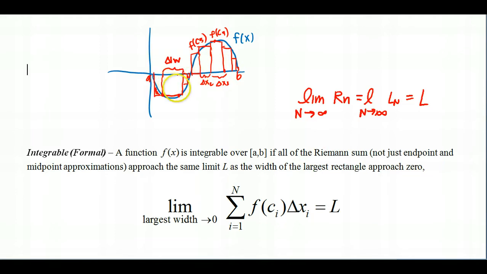And we're using it in the most general possible way. So not just right, left, midpoint approximations. If we have any width and any height rectangles, if we force the biggest one's width to go to 0, then we're going to get that exact area trapped between the curve and the x-axis.